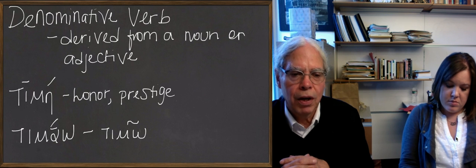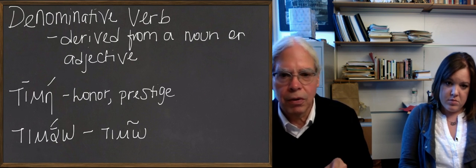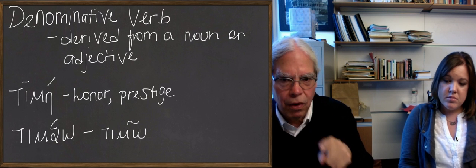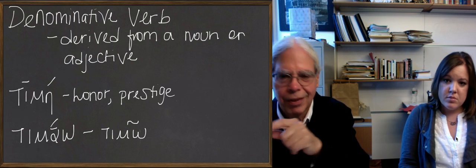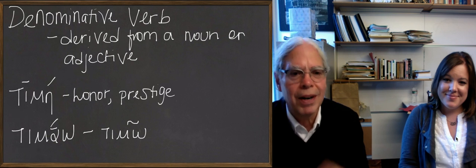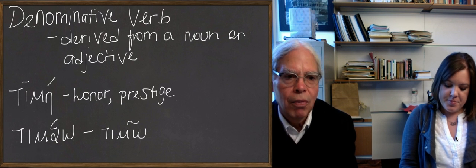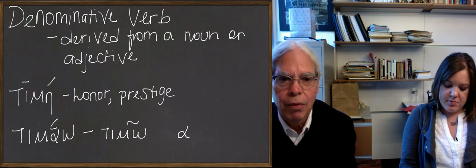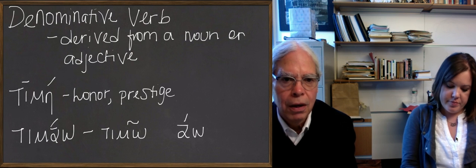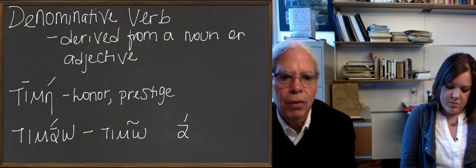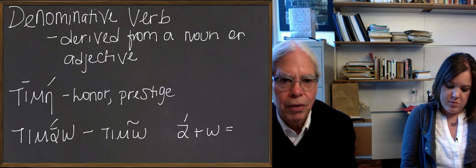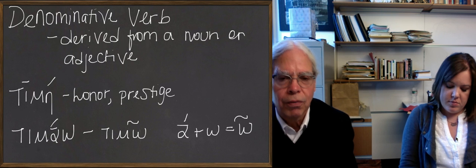Maybe you can see why I have a circumflex, because remember, in the circumflex, the pitch rises and falls. So there was an acute on the alpha when it coalesced with the omega, on which the pitch fell, right? Remember, the pitch falls on the syllable after the omega. You get a rising and a falling tone on the combination. So alpha plus omega gives you omega with the circumflex.